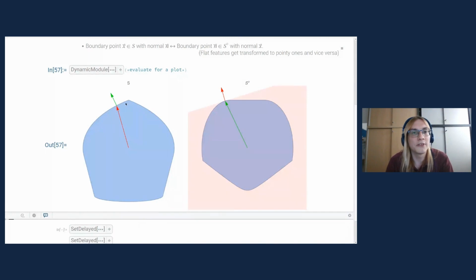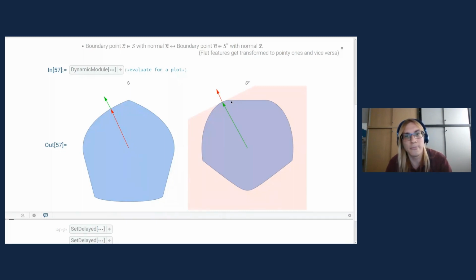We had points on the boundary previously with a certain normal. So the red arrow here is the point on the boundary of the set, and the green arrow corresponds to a normal point. And the normal points get mapped to the points on the boundary. The normal vectors get mapped to the points on the boundary of the dual set, while the coordinates here get mapped to the normals in the dual set.